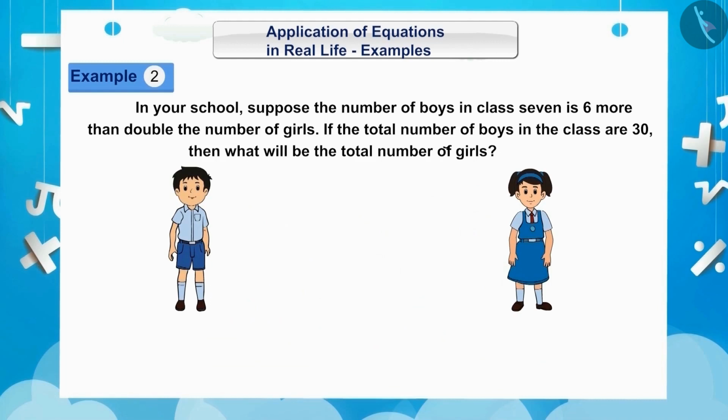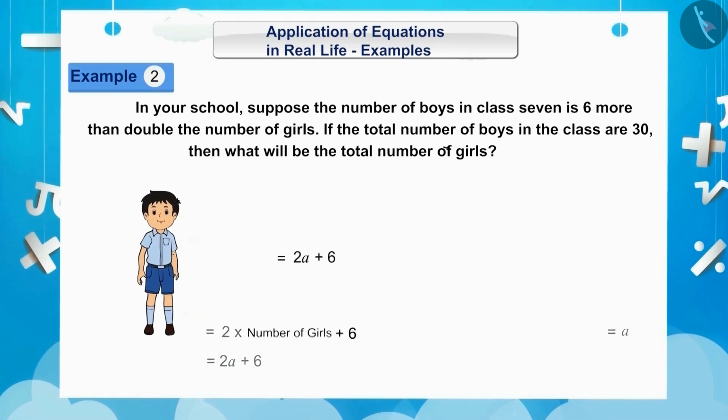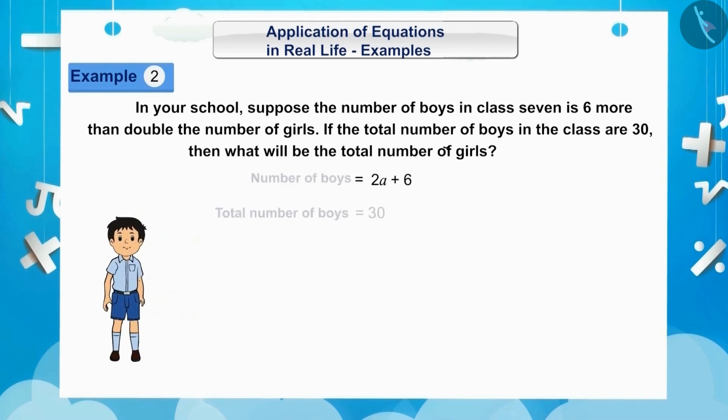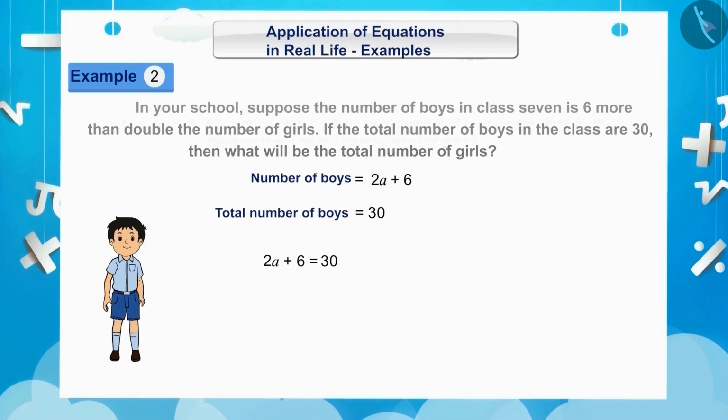If we suppose the number of girls in the class to be A, then the number of boys is equal to 2A plus 6. In our question, it is given that the total number of boys is 30. Then, our equation will be something like this. 2A plus 6 is equal to 30. Let's solve it and find the total number of girls.